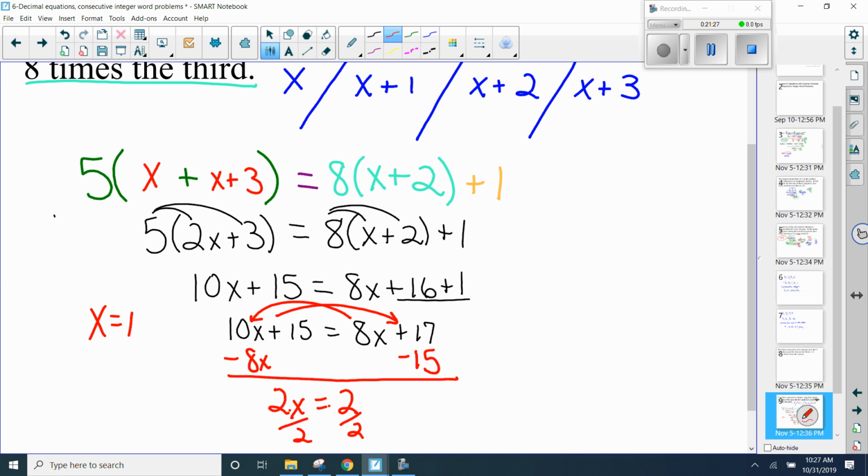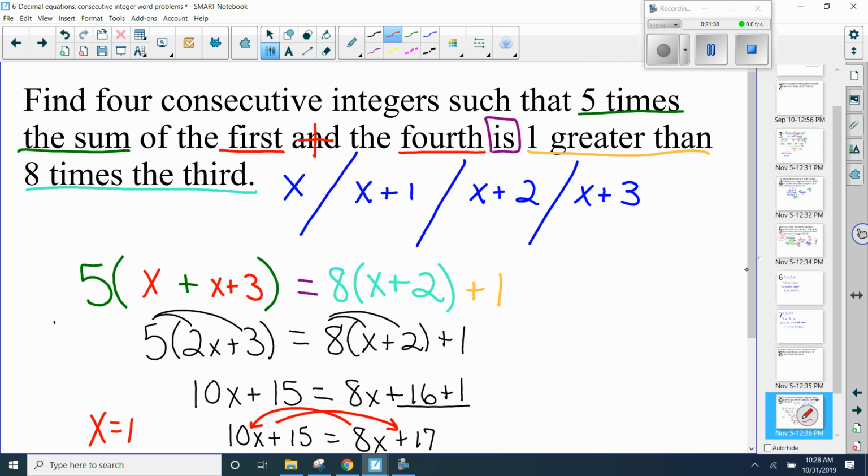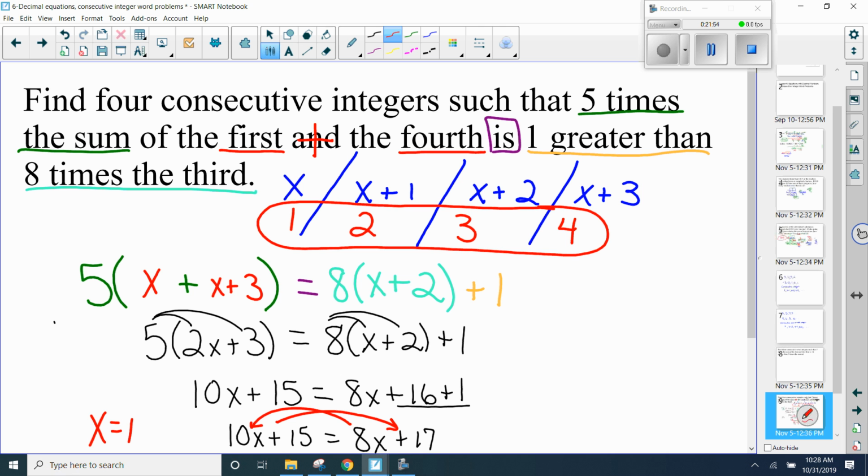Now here's where other people mess up. You stop and you circle your answer right there. What did they want? They wanted 4 consecutive integers. What's your first integer? 1. Your second integer? 2. The next one is 3. The next one is 4. There are your 4 consecutive integers. So your answer is 1, 2, 3, and 4. Just don't say x is 1. You have to list those consecutive integers.